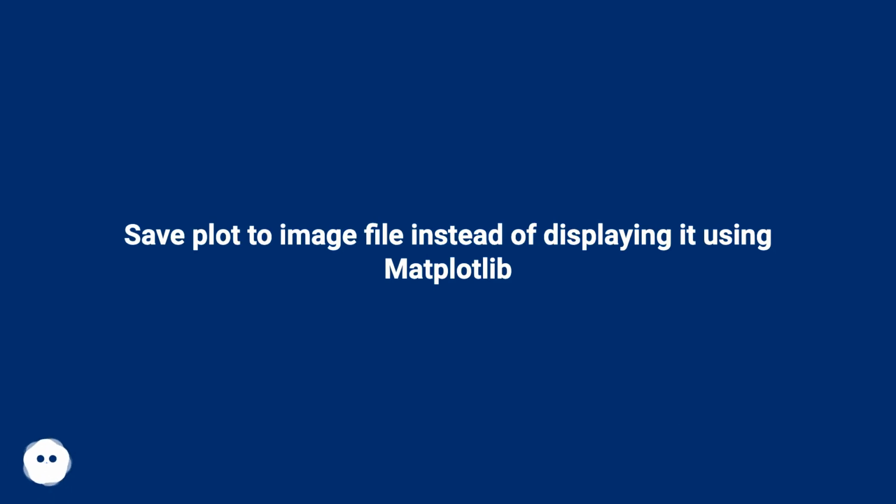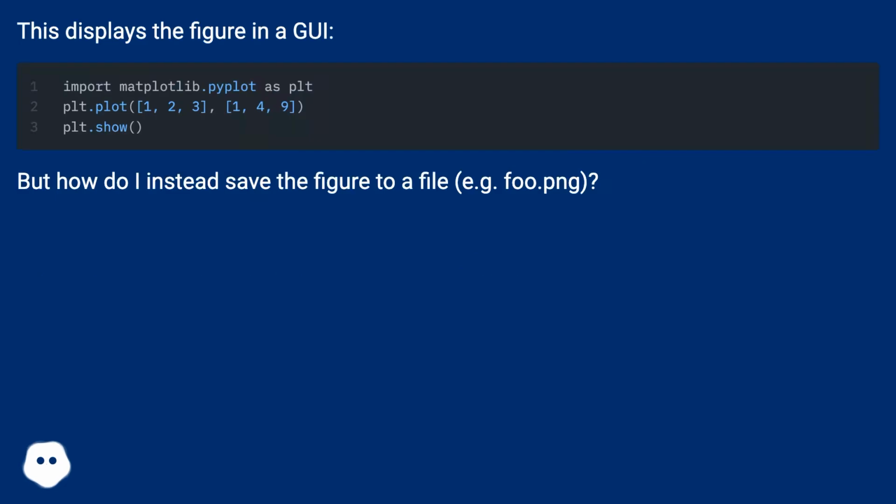Save plot to image file instead of displaying it using Matplotlib. This displays the figure in a GUI. But how do I instead save the figure to a file, e.g. foo.png?